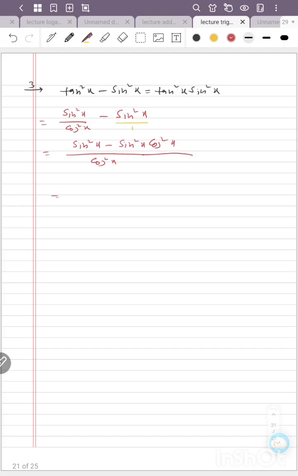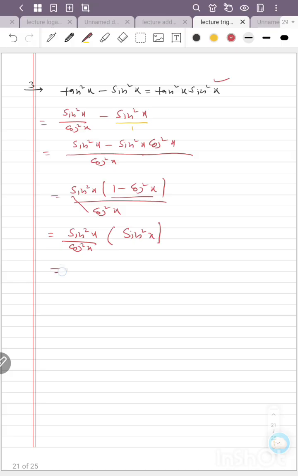Now, what we require on the right hand side is only tan square and sine square, so we have to write it in terms of sine square. If we take sine square x common, we get 1 minus cos square x. Look at this one, these two are divided by each other. Cos square x, 1 minus cos square, we get sine square. Hopefully, dear friend, you easily understand it.